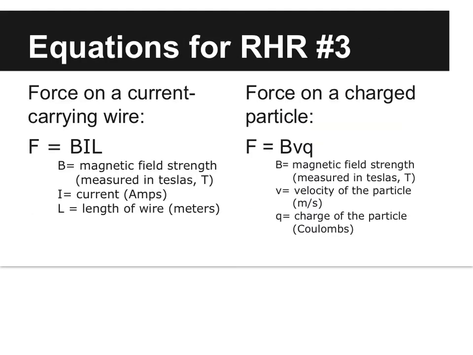Our equations for right-hand rule number 3: we have 2 different ones. The force is equal to the magnetic field strength times the current times the length of the wire. But if I have a charged particle, all we're doing is changing 2 of these. We need the velocity of the particle and the charge in coulombs. We'll play with these a little bit in class. We will be working with these equations and our right-hand rules in class, so make sure you have this information so we can apply it in class on Monday.